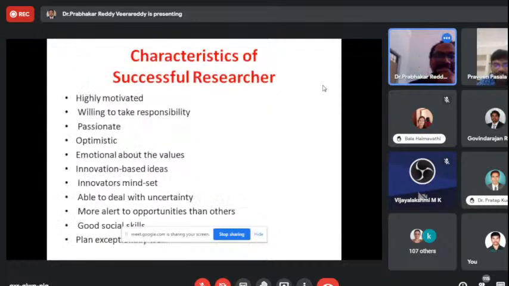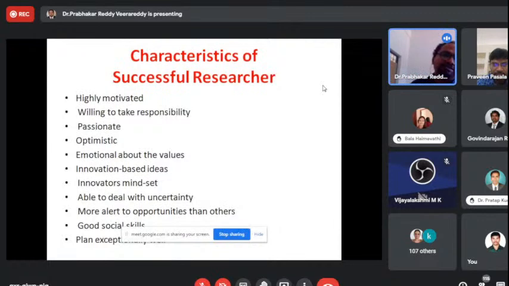Coming to characters, how to become a successful researcher? Because of the title I kept here, you should be highly motivated. Remember, nowadays, unfortunately, many students are not coming to teaching because after the corona, many colleges are not giving salaries. So slowly, the younger generation is not showing interest in teaching. The reason is instability. No salaries at all, no facilities at all. So don't worry, because the days will come.